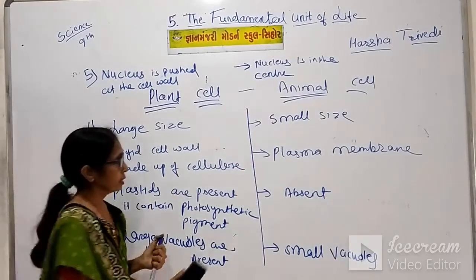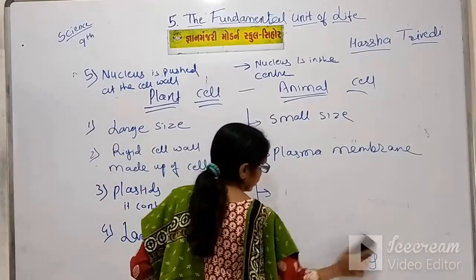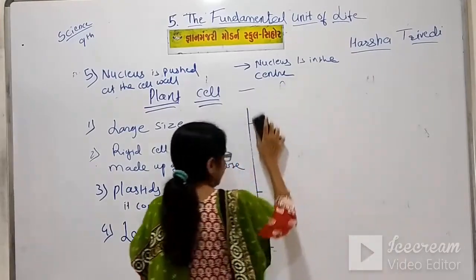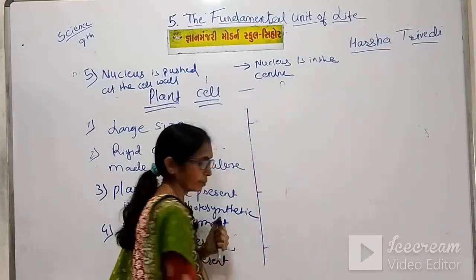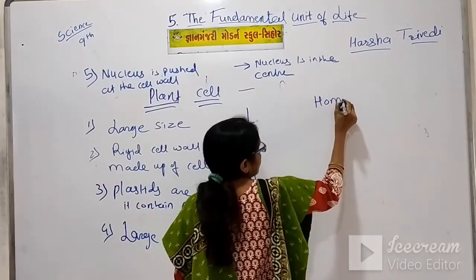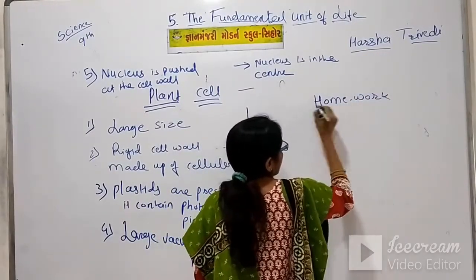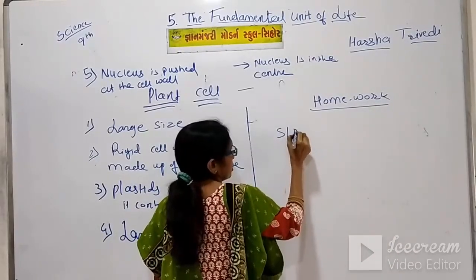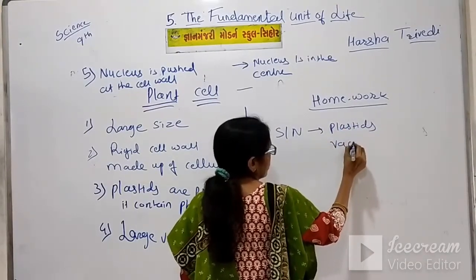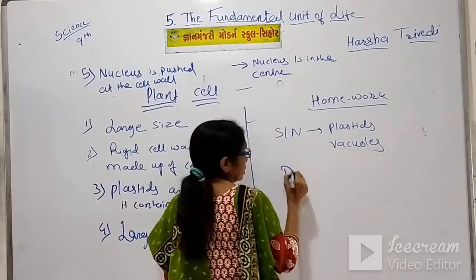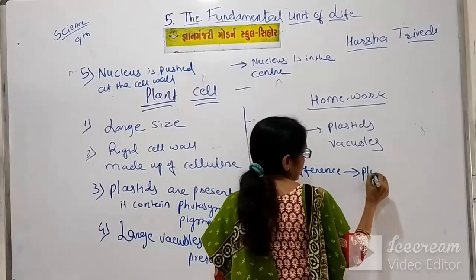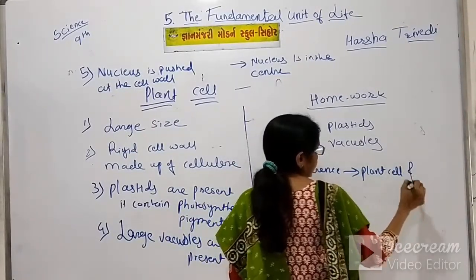Now time for homework. Short note on plastids and vacuoles, and also the difference between plant cell and animal cell.